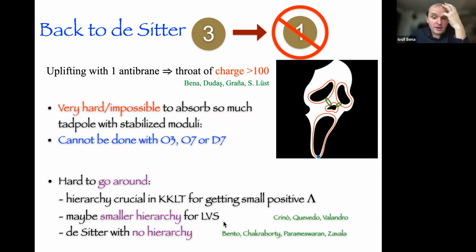Maybe you can do a smaller hierarchy. So, you know, Quevedo and Valandro basically argue that for LVS you need a smaller hierarchy, and therefore maybe it can be done. However, there are some arguments by Susha, Yvonne Zabala, Chakraborty, and Bento that you can get de Sitter with no hierarchy. There are some de Sitter solutions with no hierarchy.